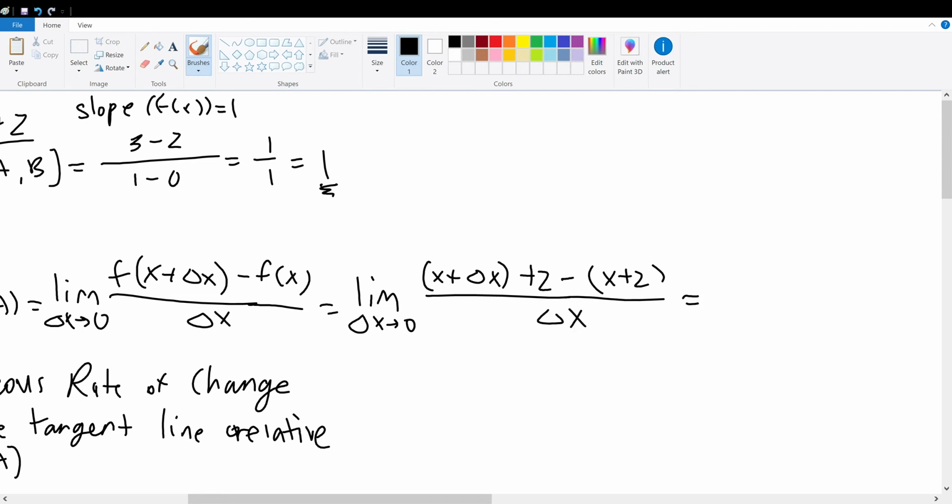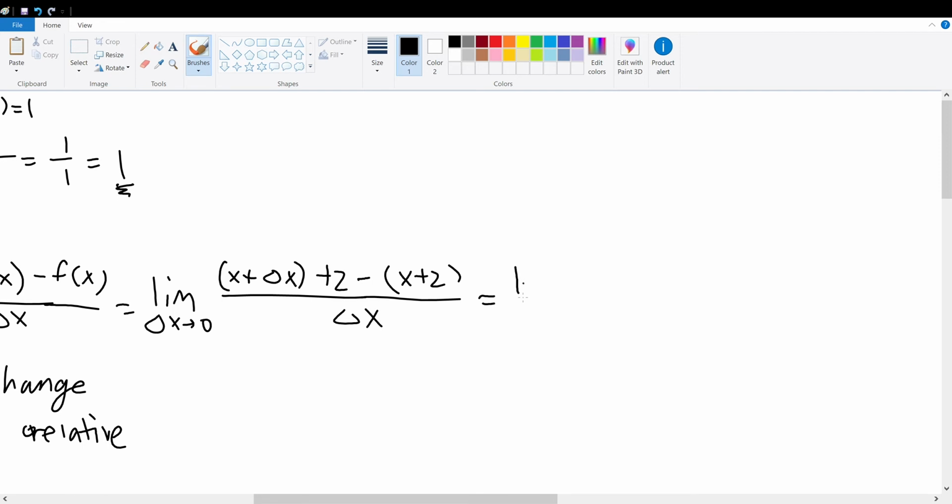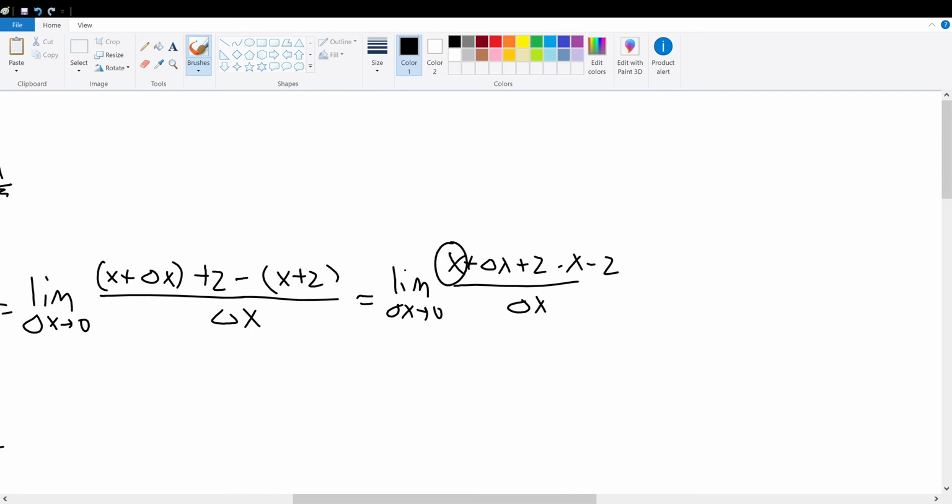This can be further expanded to be equal to the limit when delta x approaches 0 of x plus delta x plus 2 minus x minus 2, divided by delta x. We can cancel out the x and x right here to be equal to the limit when delta x approaches 0, and canceling out the positive 2 and negative 2, delta x over delta x.